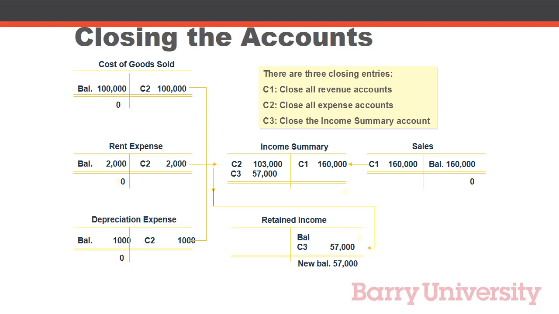So now to close the income summary account, to make it zero, we debited it for $57,000 in transaction C3, and we closed that to retained earnings, increasing the retained earnings by $57,000. Remember, retained earnings is a balance sheet account. Retained earnings is a permanent account. Retained earnings is increased by net income. In this case, our revenues exceeded our expenses. Our revenues of $160,000 exceeded our expenses of $103,000 by $57,000, increasing retained earnings on our balance sheet by $57,000.